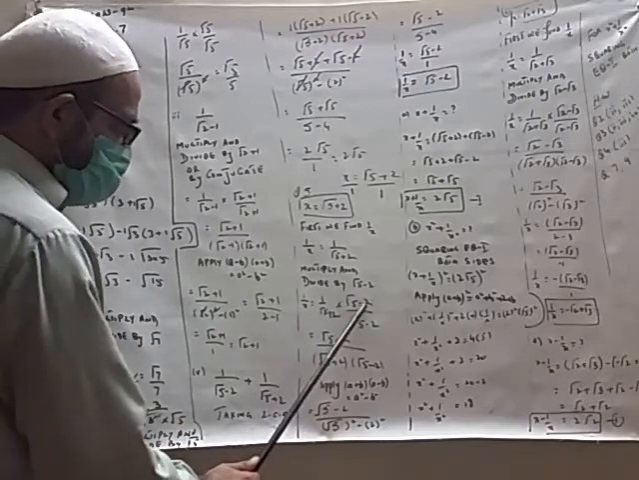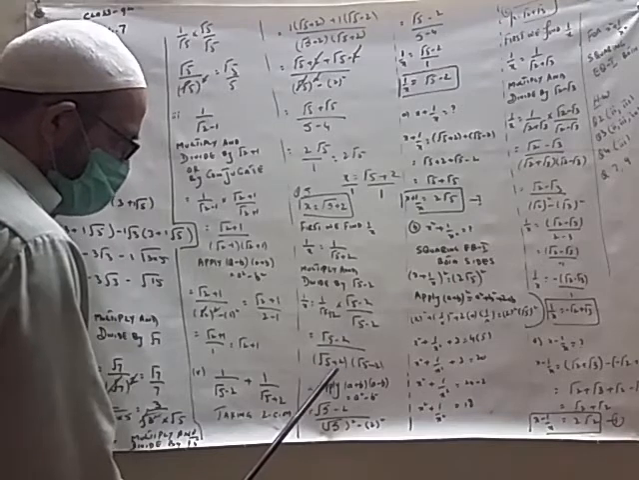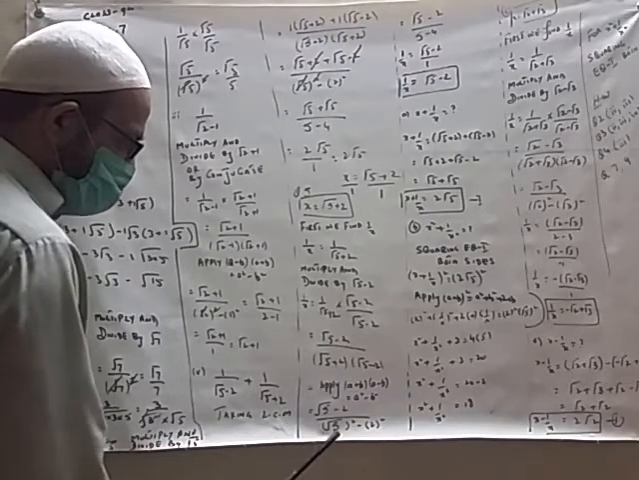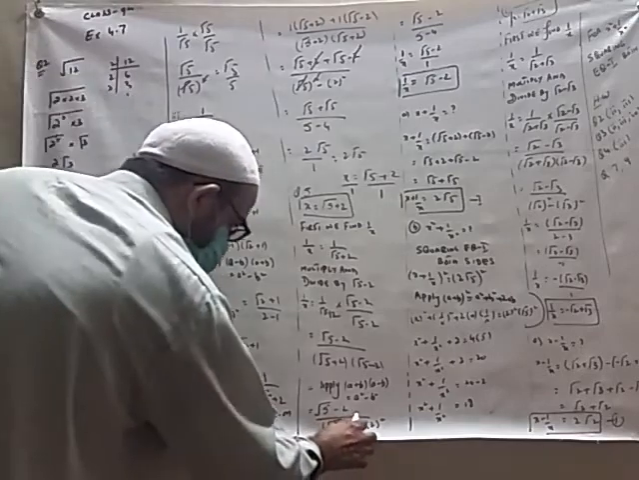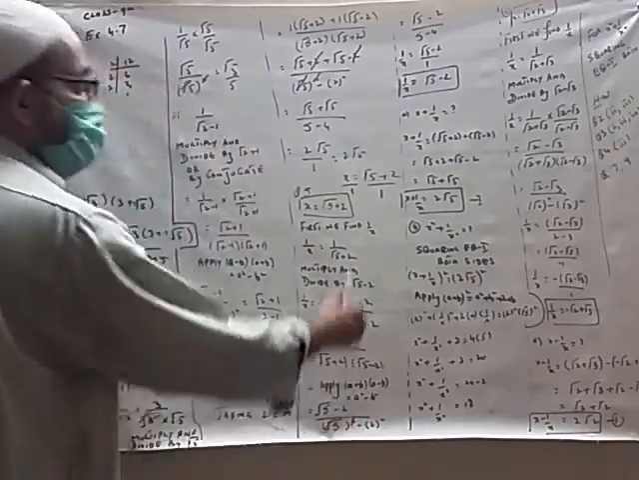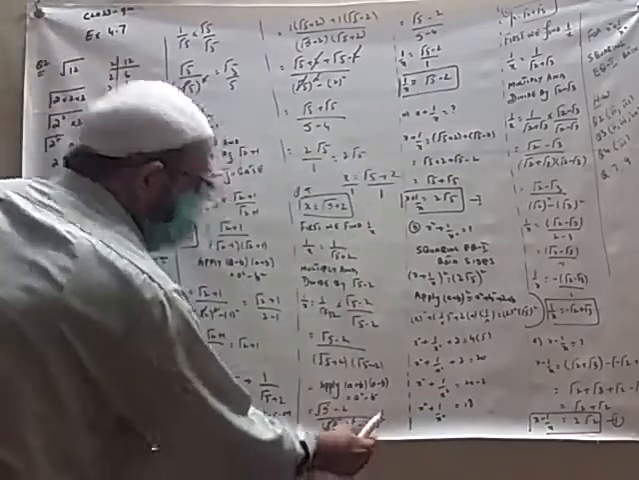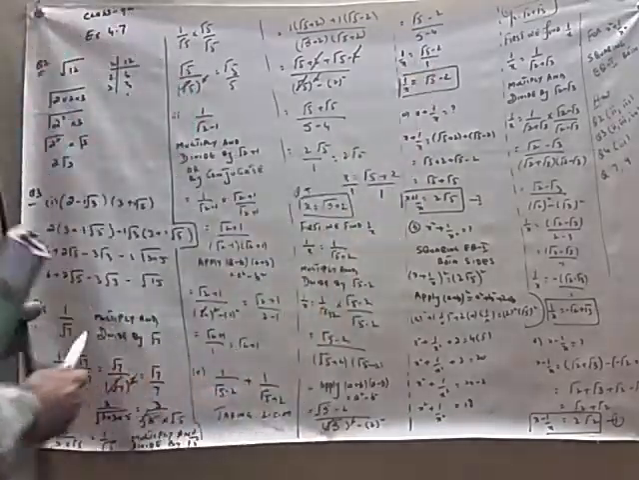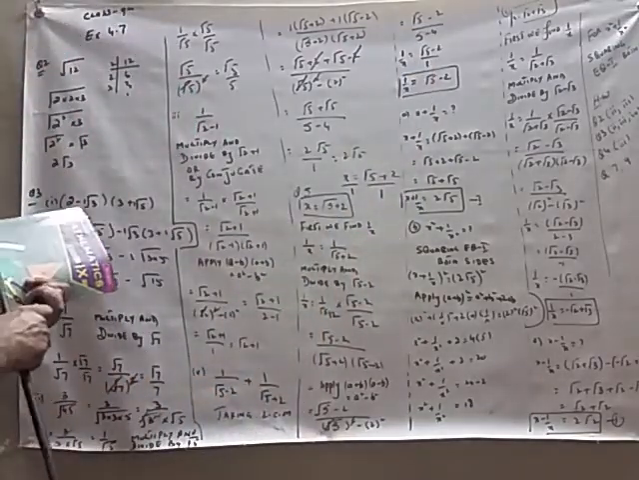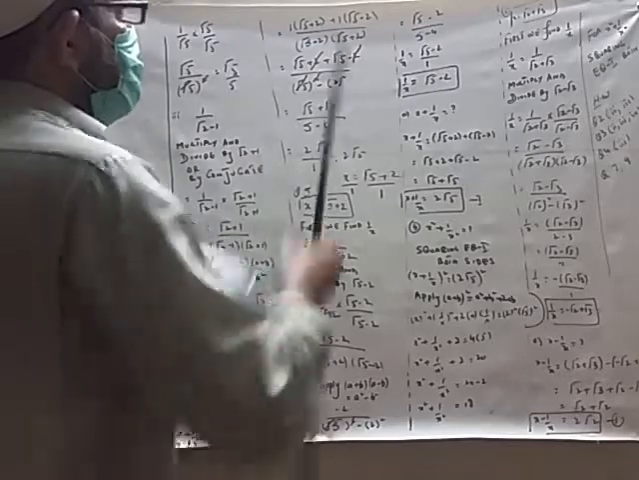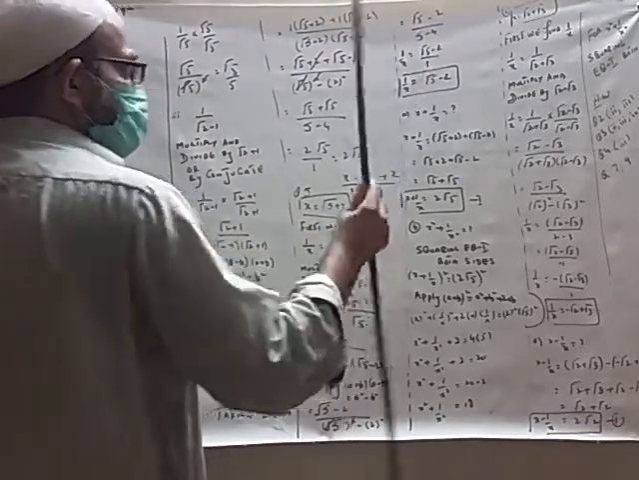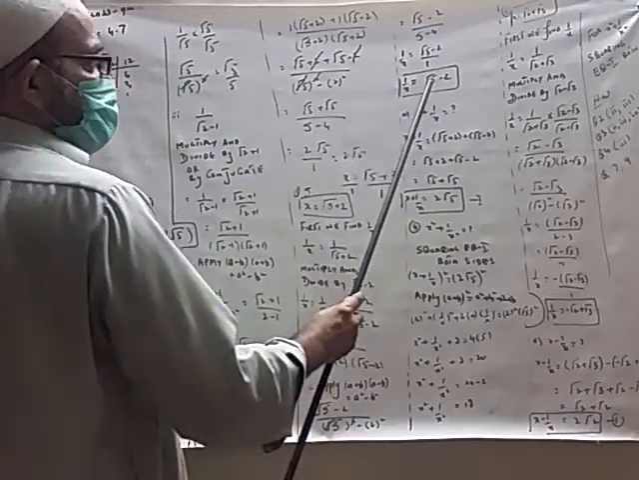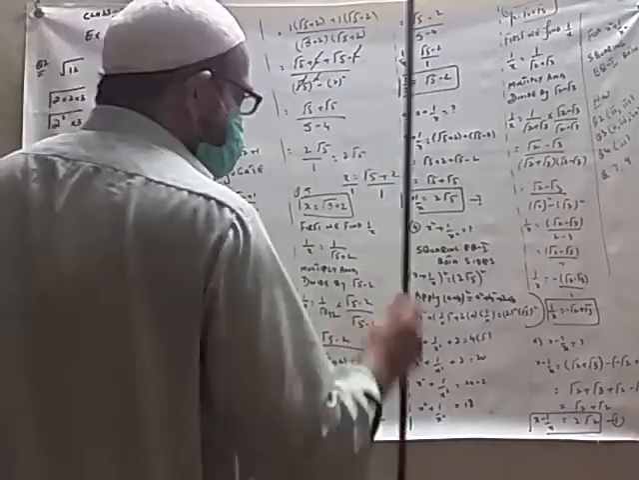1 multiplied by under root 5 minus 2, the same. Apply the formula (a plus b)(a minus b), and we get this. The square cancels the root. We get under root 5 minus 2. 2 squared is 4. Now we get 1 by x equal to under root 5 minus 2. 5 minus 4 gives you 1. So under root 5 minus 2 is the value of 1 by x.